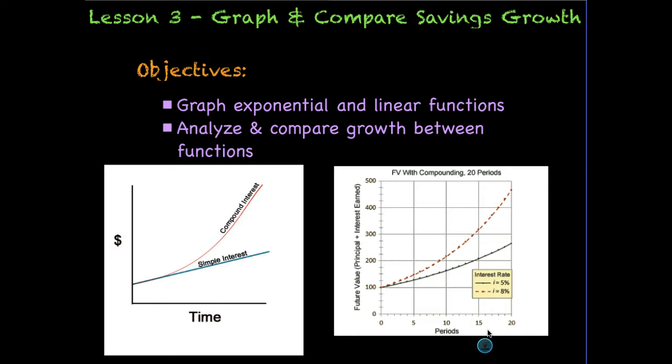This graph over here compares compounding interest, but with two different rates. In blue, we have 5%, and in red we have 8%. And you can see that after 20 years, there's quite a bit of difference in the future value of the account when you earn 8% compared to 5%. It can make a very big difference at the end. Not so much in the first 5 years, but definitely over 20 years.